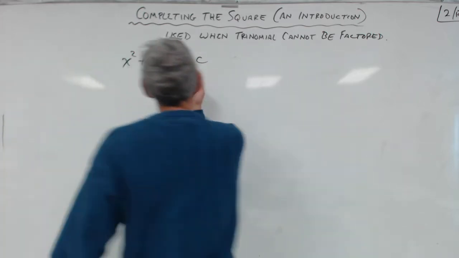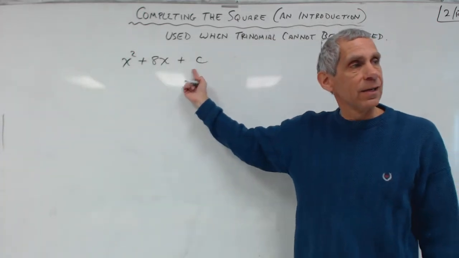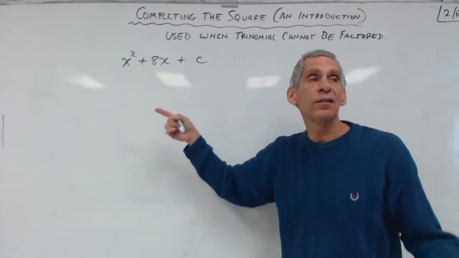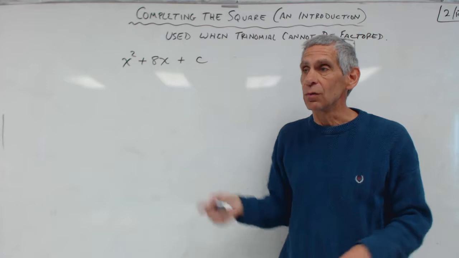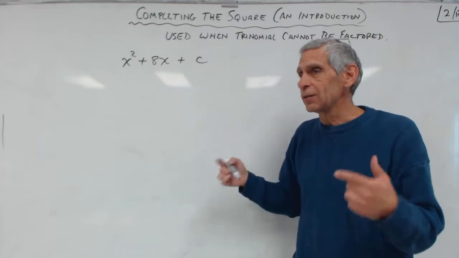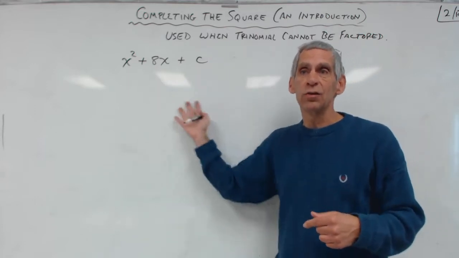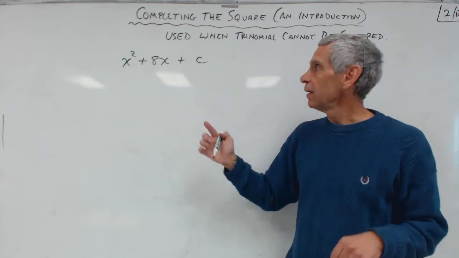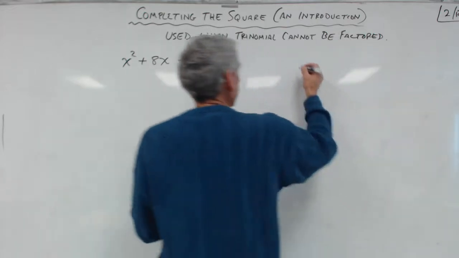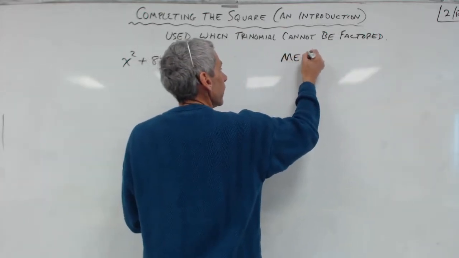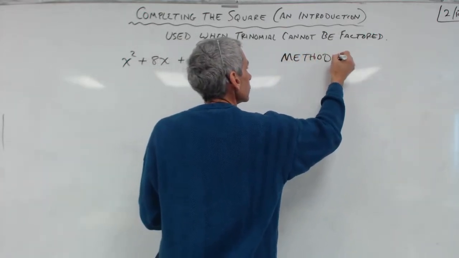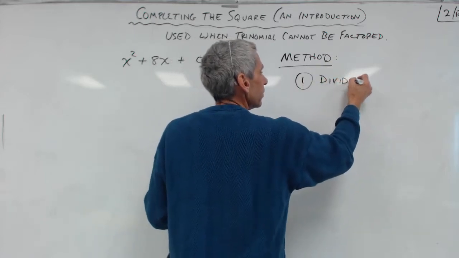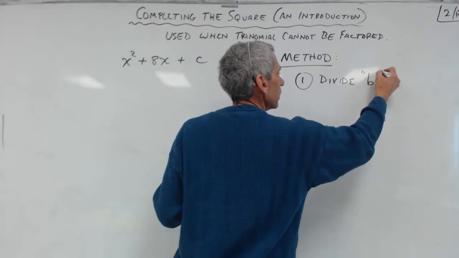So here we go. The question is, how do I find C to make this a perfect square? Meaning it'll be parenthesis x plus 2 times parenthesis x plus 2, or x minus 7 times parenthesis x minus 7. The two things in the two parentheses are going to be identical. That make sense? So here's your method. Number 1, divide B by 2.